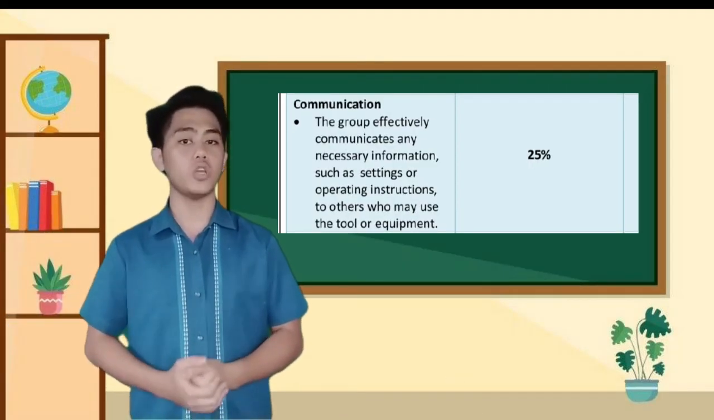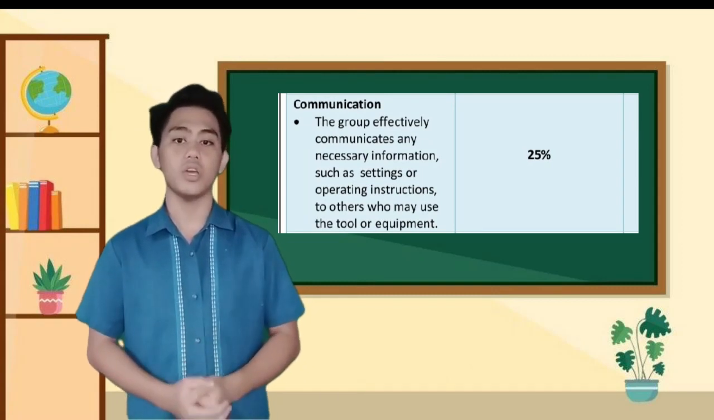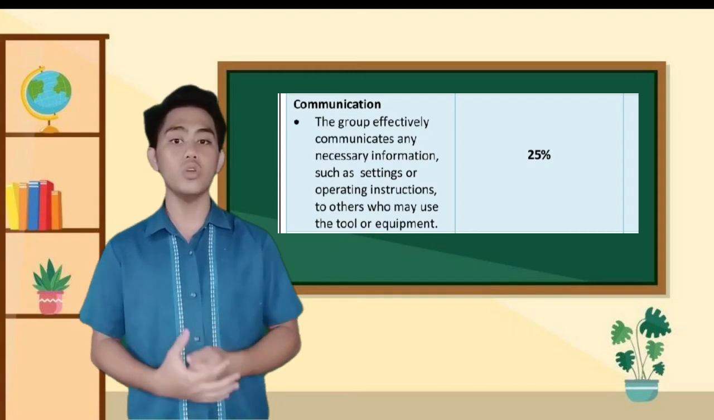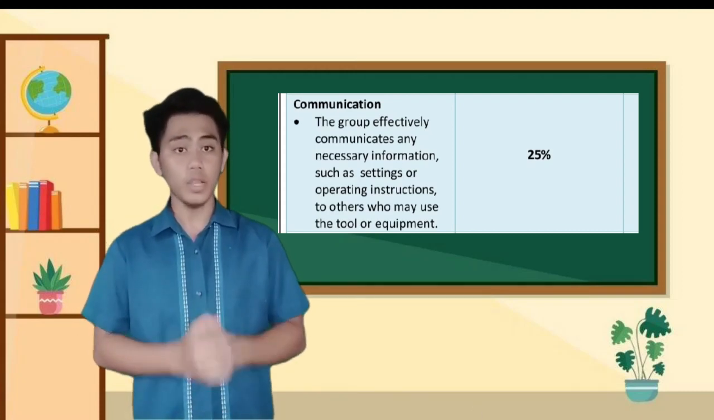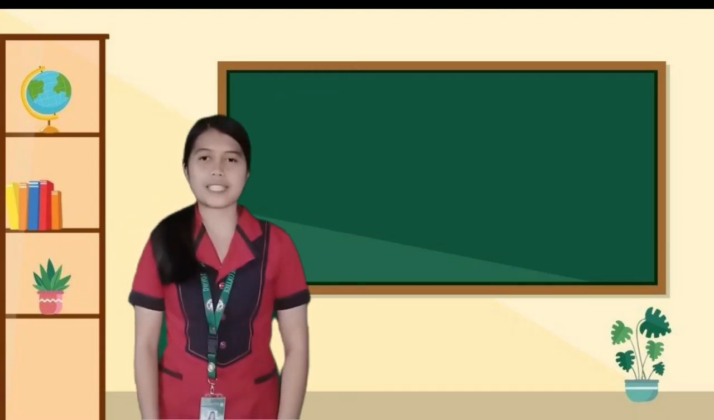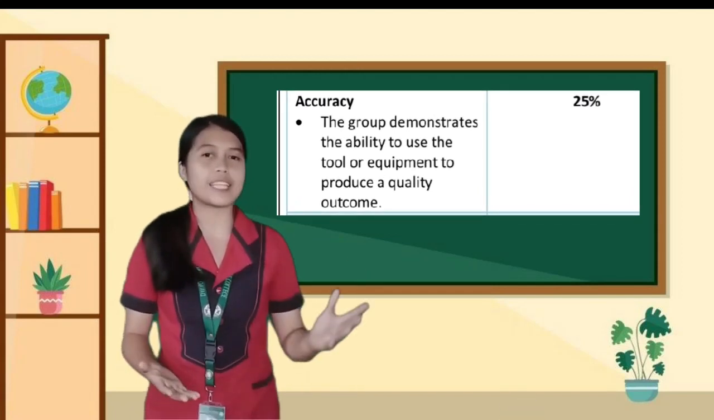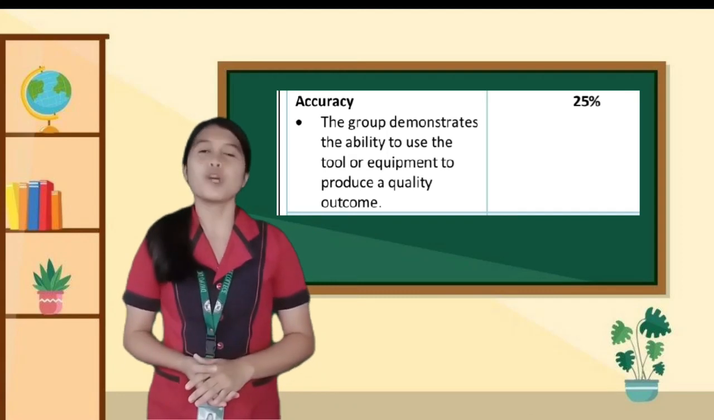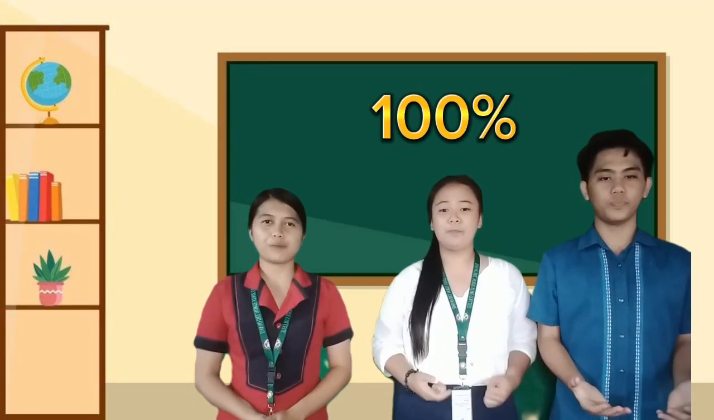The group effectively communicates any necessary information, such as setting or operating instructions, to others who may use the tool or equipment. 25%. For the accuracy, the group demonstrates the ability to use the tool or equipment to produce a quality outcome, 25%. A total of 100%. You may now go to your respective groups and you may now start. Just enjoy and do your best.